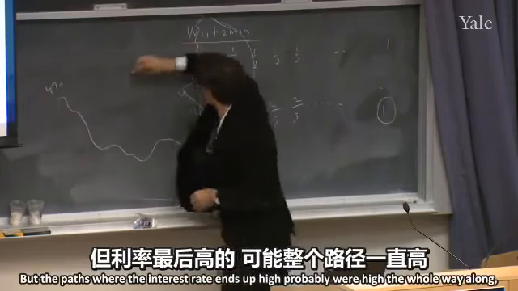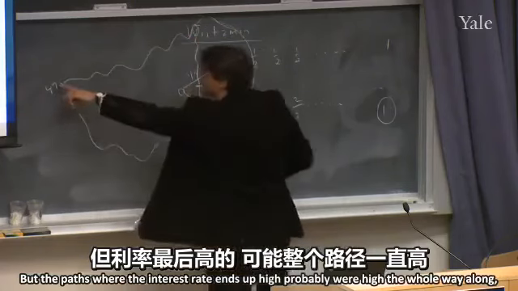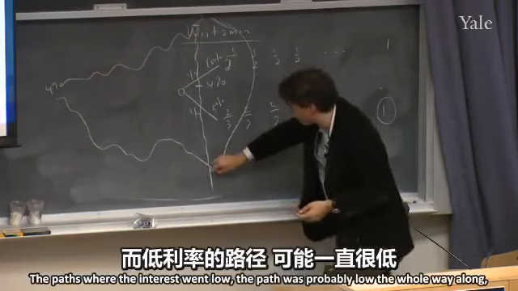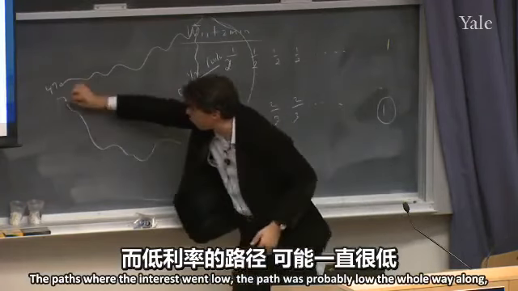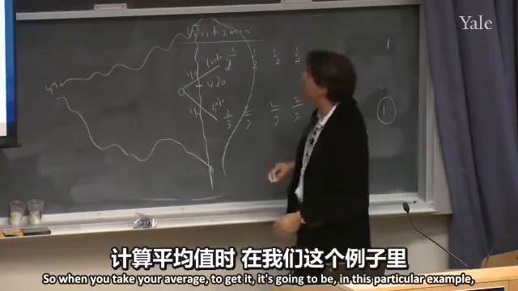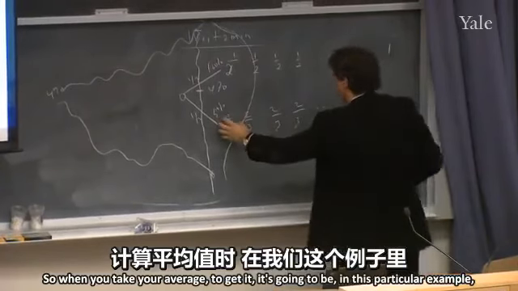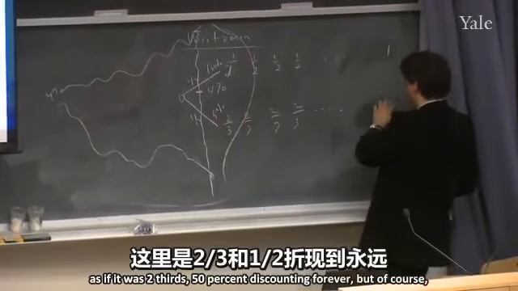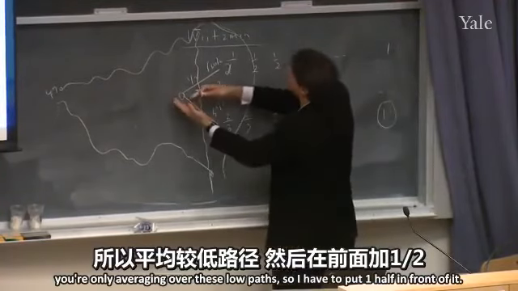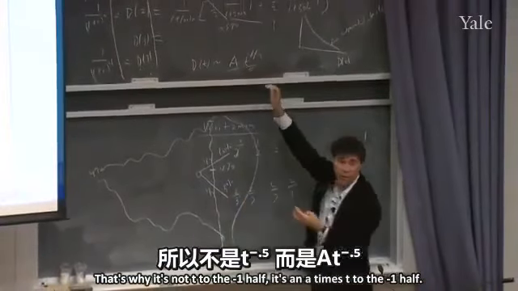But the paths where the interest rate ends up high probably were high the whole way along. So they kept getting discounted, so they don't make any difference. The paths where the interest rate went low, the path was probably low the whole way along, and that's why those are much more relevant paths than these. So when you take your average, in this particular example it's going to be as if it was 2/3, 50% discounting forever, but of course we're only averaging over these low paths, so I have to put a half in front of it. That's why it's not t to the minus half. It's an a times t to the minus half.